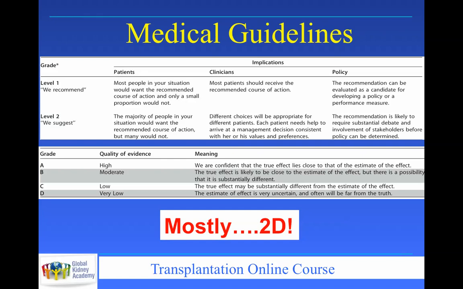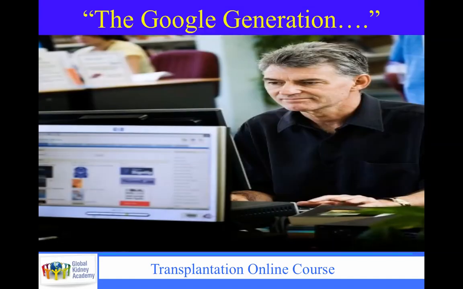Even 2A, we are confident that the true effect lies close to the estimate of the effect. So what we suggest may be close to. You see how weak it is? And that is what you need to be aware of when you refer to a guideline. It's no good saying the guideline says hemoglobin between 11 and 12. What guideline? What level of recommendation? And then it's clearer what you mean.